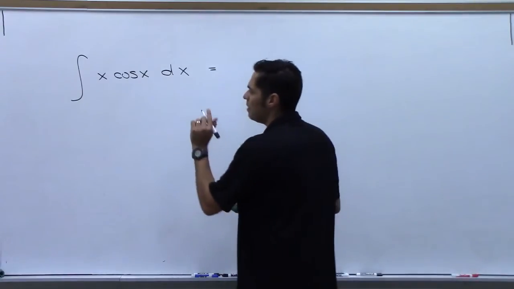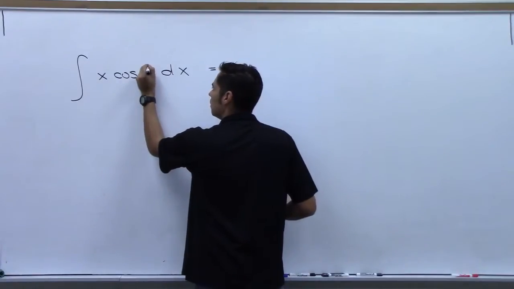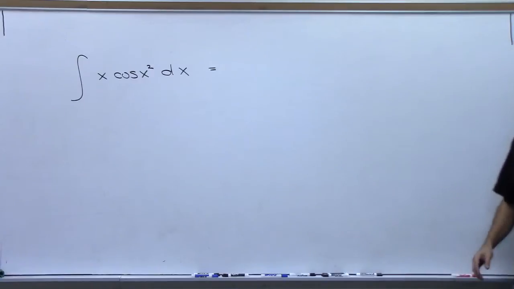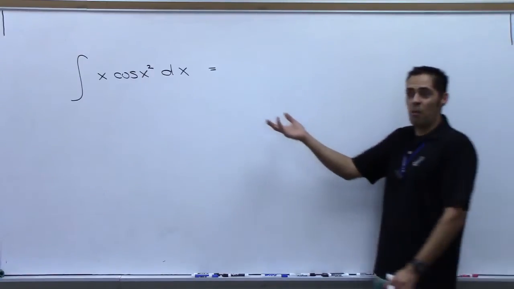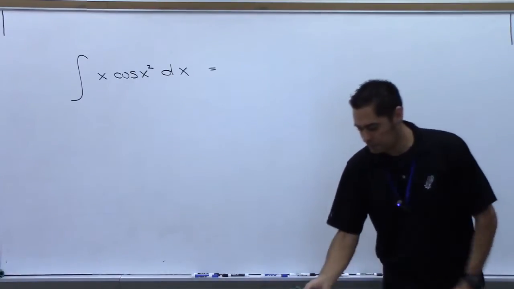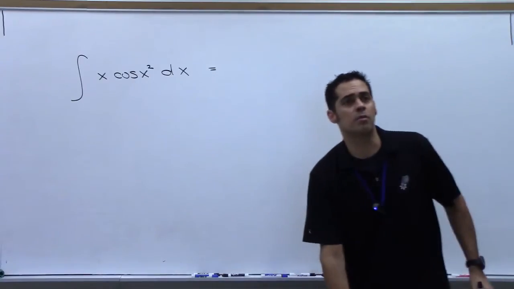So I'm going to adapt the problem just a little bit. I'm just changing one little thing here. I'm going to make that squared. Now you might look at that and go, well, that's going to make it harder, because I've added this squared in here. But actually that makes it doable. Let's see why. This is where the u substitution comes in. I'll just show you on the board here.